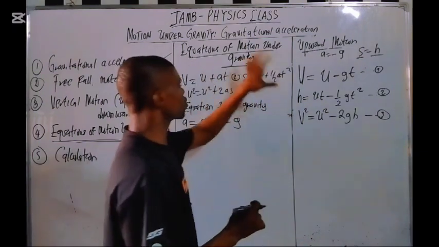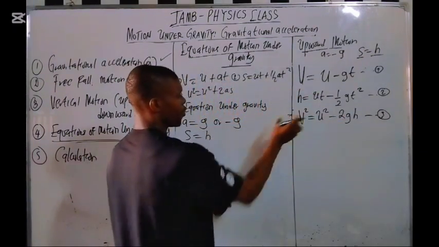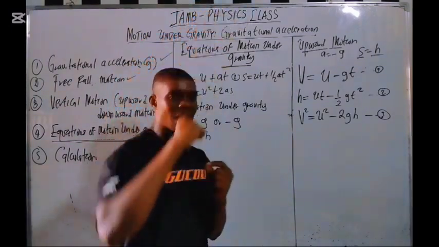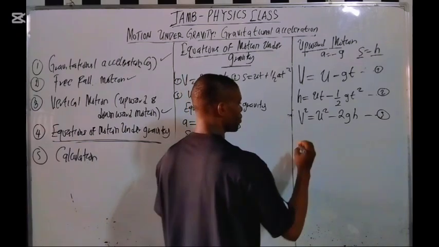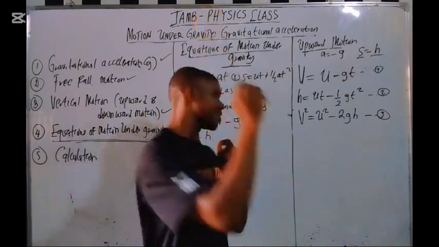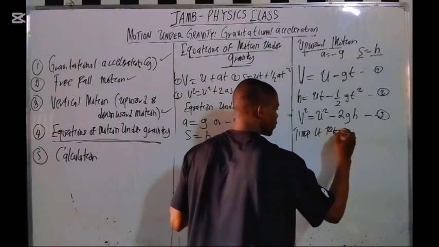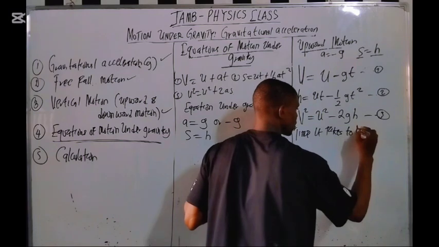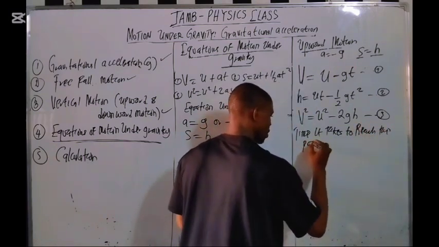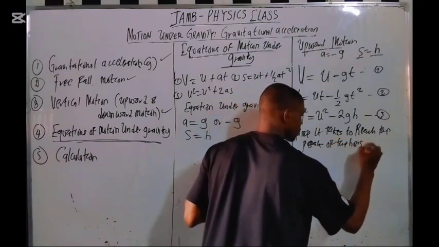Now, when it comes to motion under gravity, we still have 2 more. The time it takes to reach the peak of the height, which is number 4. Number 4, the time it takes to reach the peak of the height.